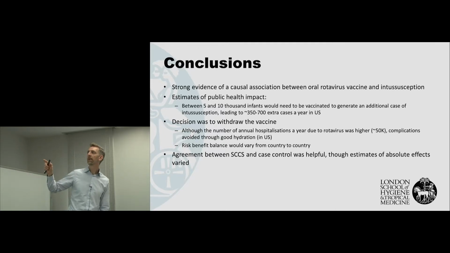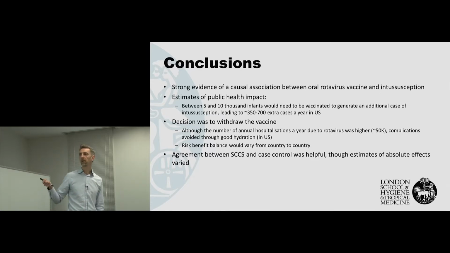They estimated the public health impact of both rotavirus and also potentially the problem of intussusception. So they figured out that between 5 and 10,000 infants would have to be vaccinated to generate one additional case of intussusception, and that this could lead to 350 to 700 extra cases of intussusception a year in the US. They decided that because of this, they would withdraw the vaccine altogether.